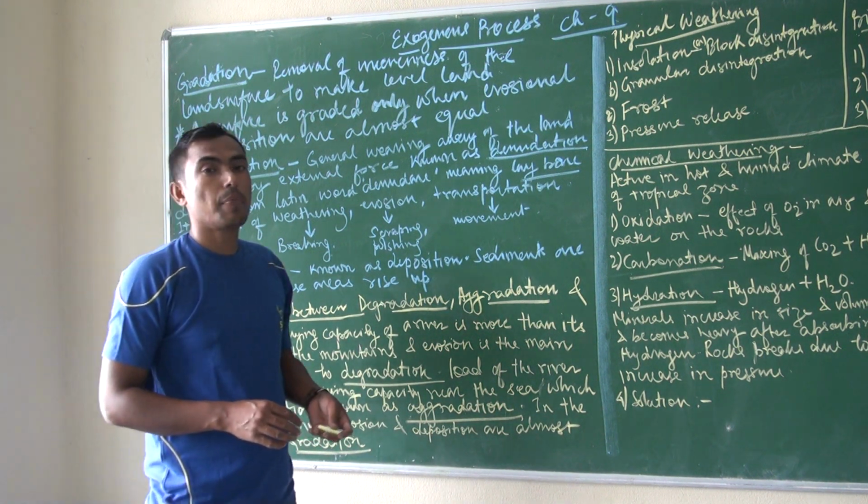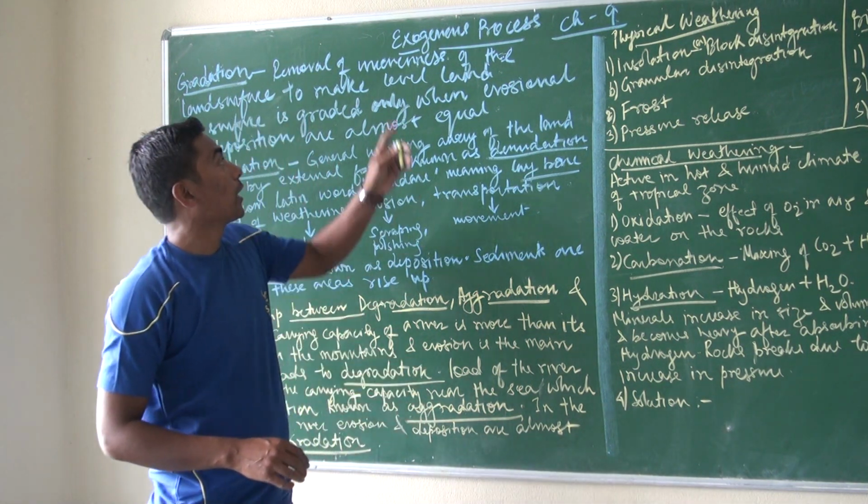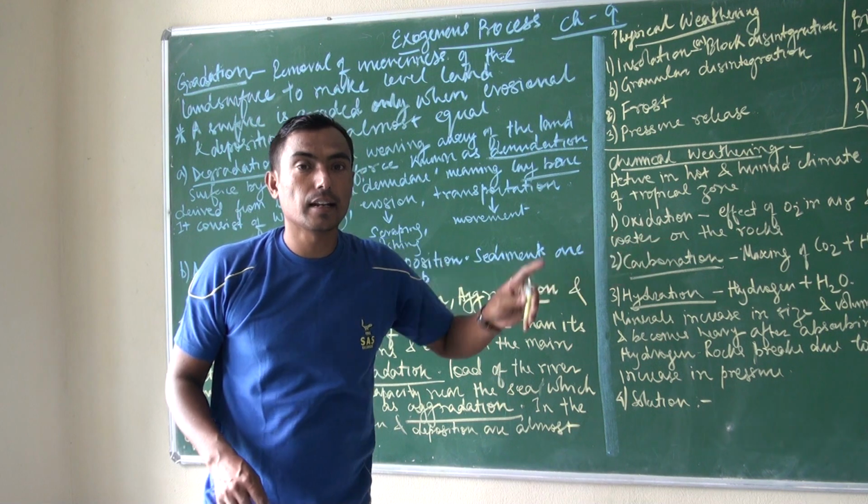Okay, good morning, boys. Now let us continue with the next chapter. That is chapter number 9. That is exogenous process and its associated landforms.